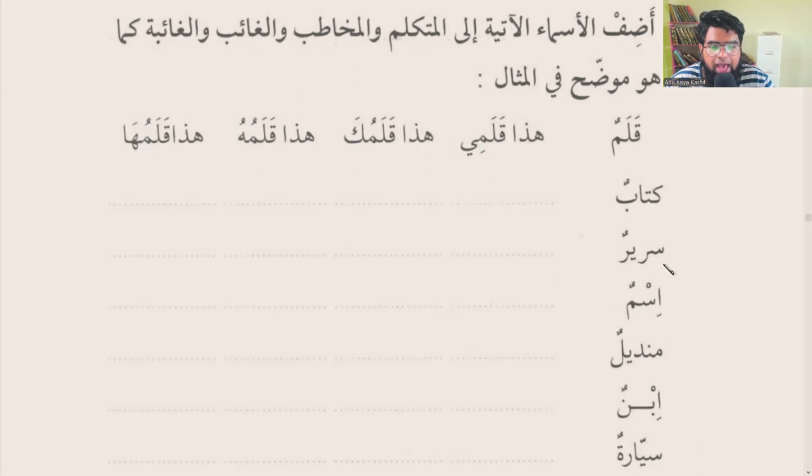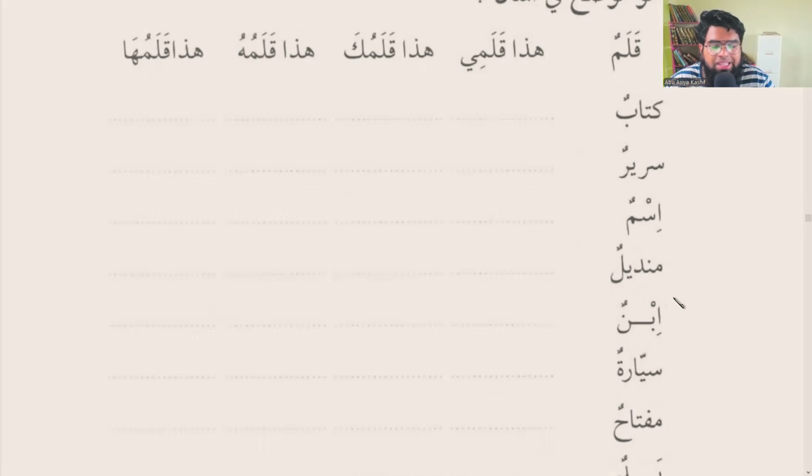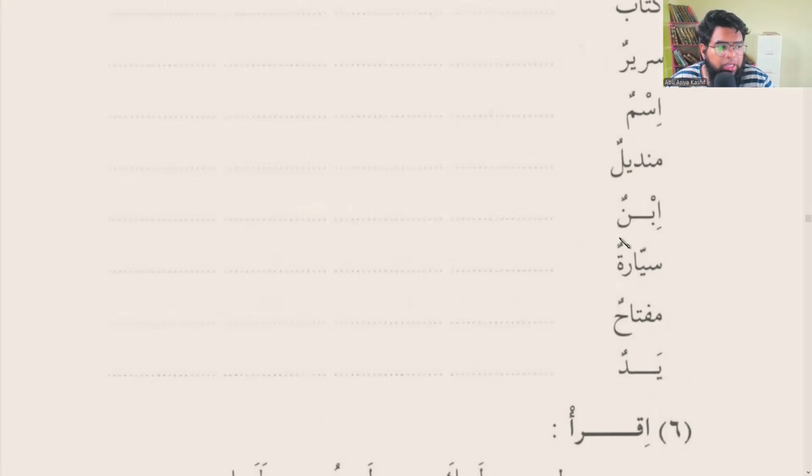هذا سريري, هذا سريرك, هذا سريره, هذا سريرها. Ismi. We need to join this and read. هذا اسمي, because this is hamzatul wasl, joining. هذا اسمي, this is my name. هذا اسمك, this is your name. هذا اسمه, and هذا اسمها, her name. منديل, هذا منديلي. This is my handkerchief. هذا منديلي. هذا منديلك. هذا منديله. هذا منديلها. Her handkerchief.